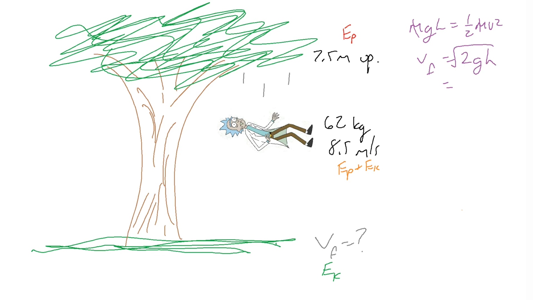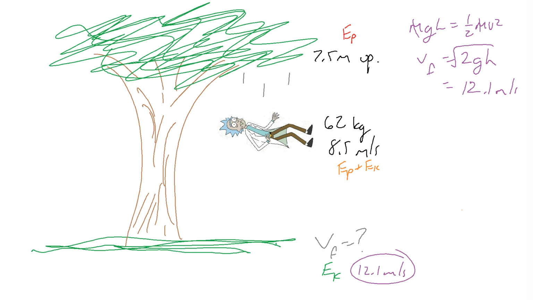So if we put that into the expression and punch it out, at the very, very bottom he's going around 12.1 meters per second. So down here, he's going 12.1 meters per second. There we go. Okay. So what about his location right there where he's traveling 8.5?